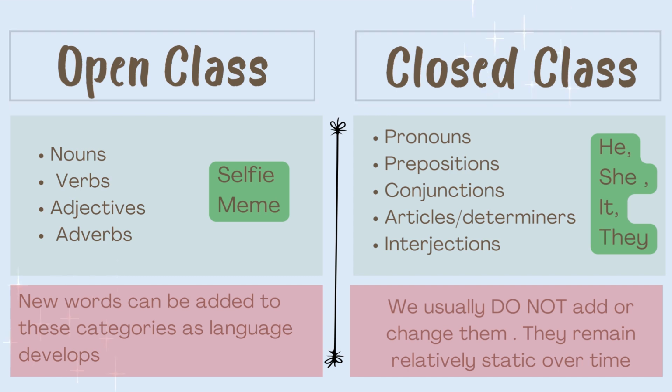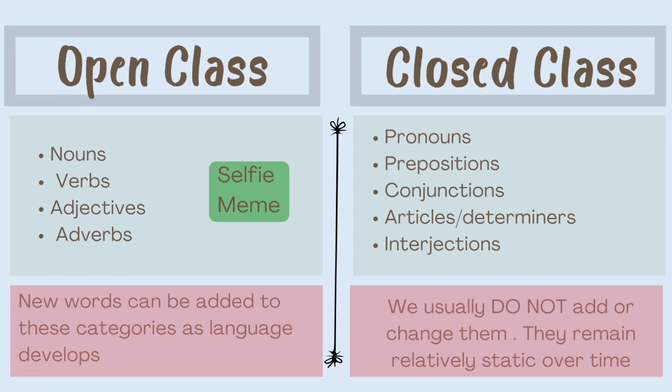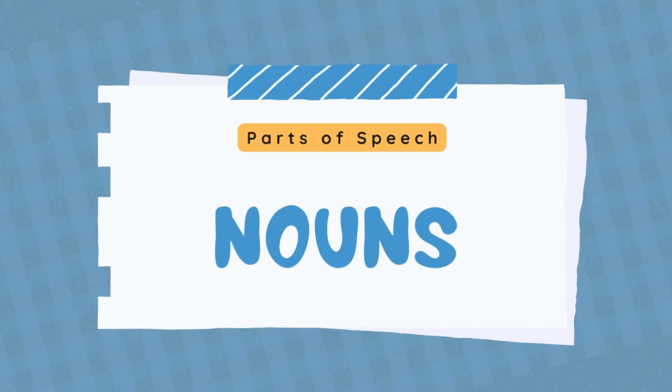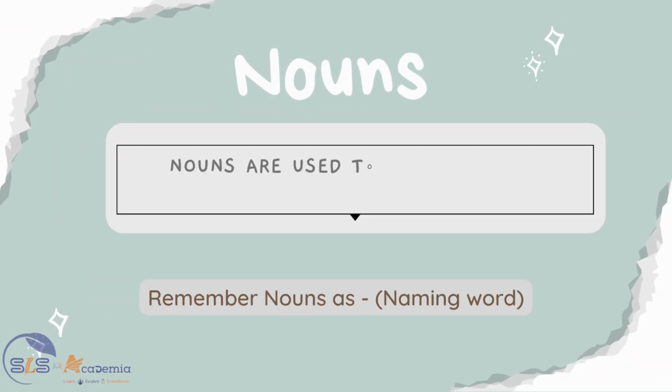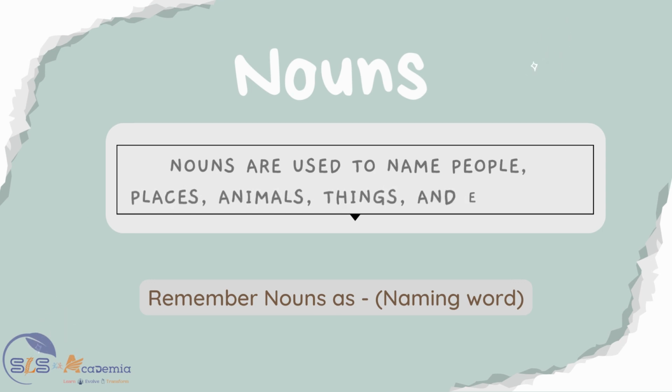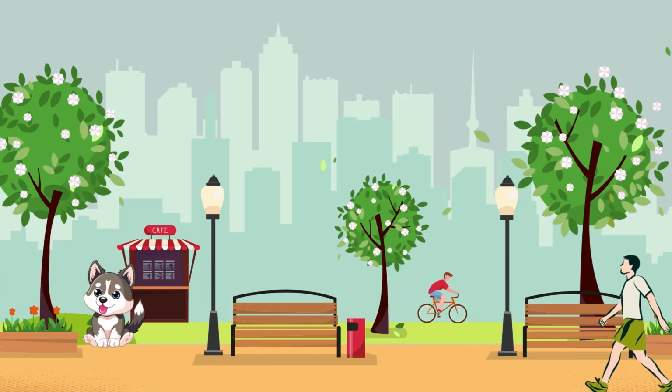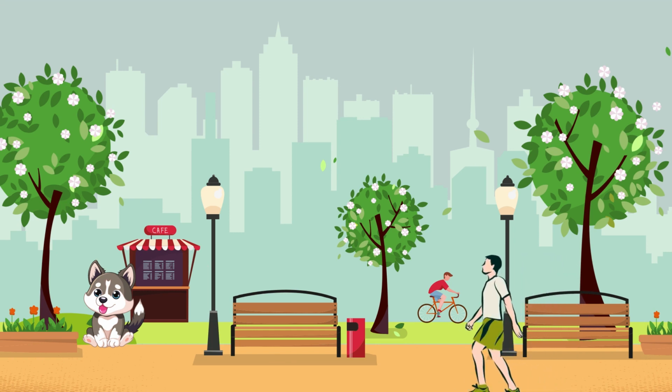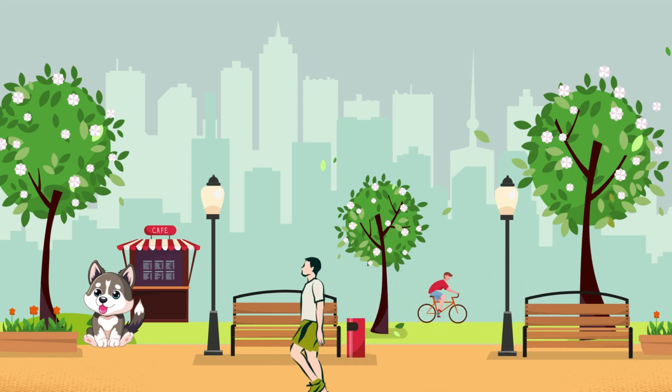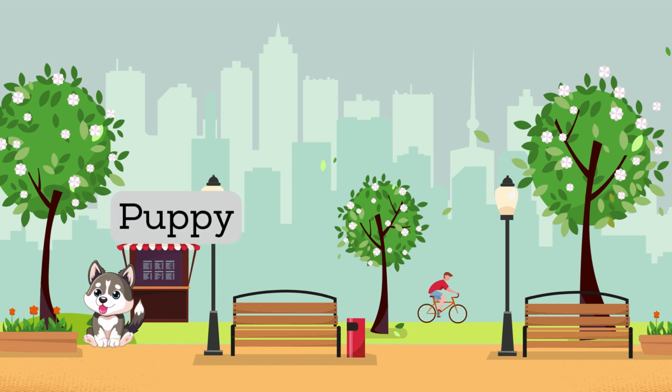Now let us dive into each of these parts of speech, starting with the nouns. Nouns, also known as naming words, are an essential part of English language. They are used to name people, places, animals, things, and emotions, and can be found in almost every sentence that we use. Picture this. You are walking through a park and you see a cute little puppy. That puppy is a noun.